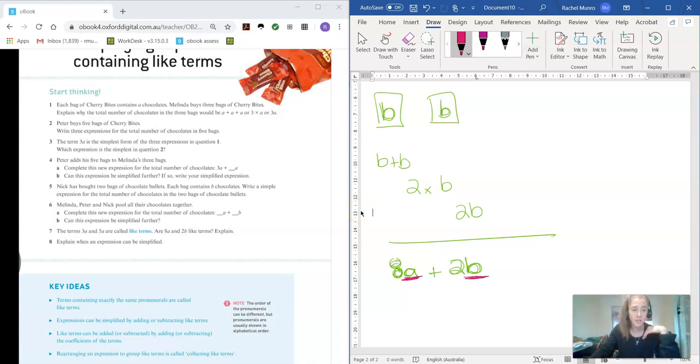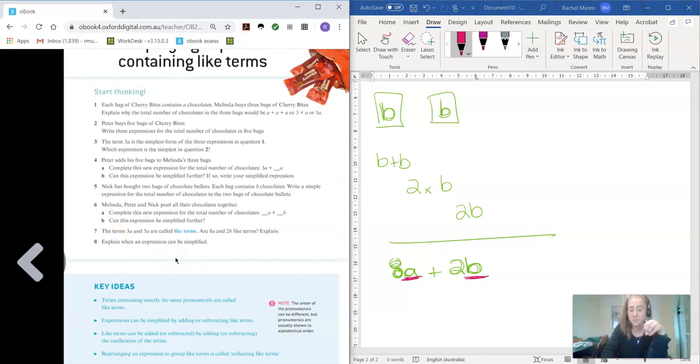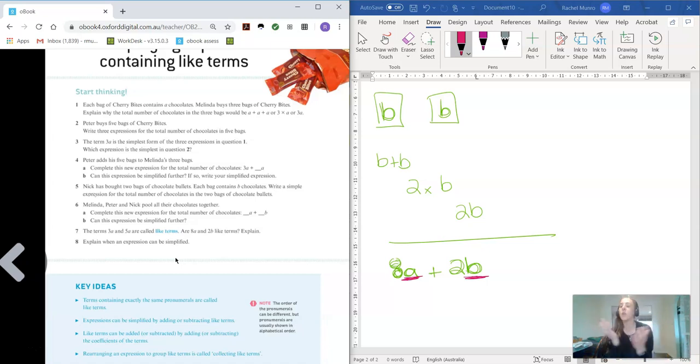So the only time, let's answer question 8, you can simplify an expression is when you've got like terms. So A's and A's can go together, B's and B's can go together when you're doing something simple like this. But you cannot combine an A with a B. It doesn't work like that. They're not like terms. So hopefully that's making a bit of sense. We'll jump into the next video and do some questions together.